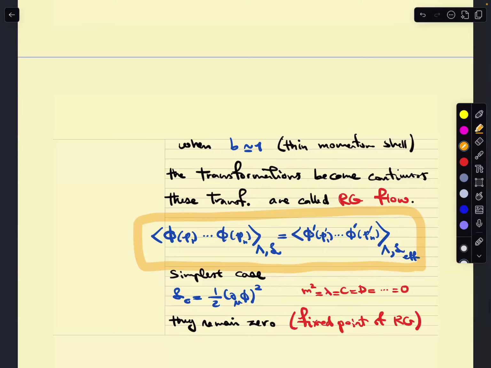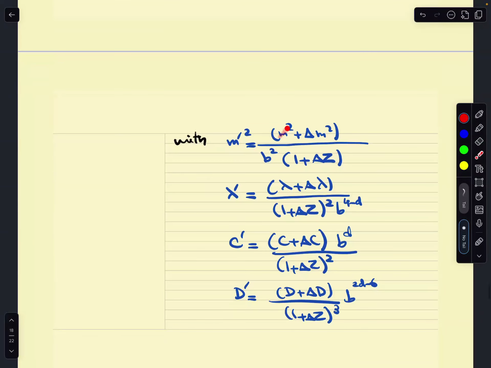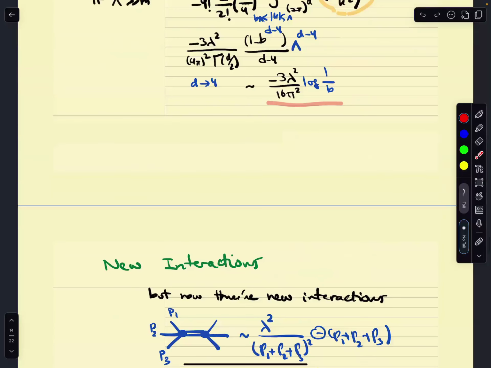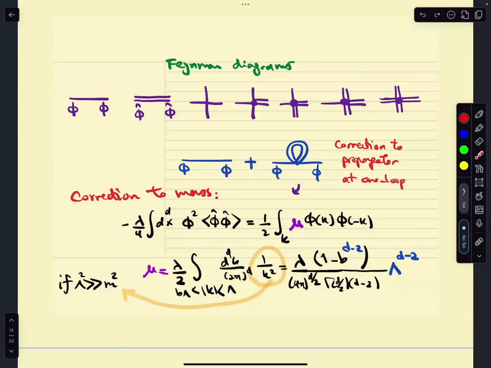So the simplest case is when you pick your action to be just half (∂_μ φ)². This is when m², λ, c, all of these are 0. If they are 0, they remain 0. This is the fixed point of our G, right? If these guys are 0, so are all their changed versions. They remain 0. All of them remain 0. That's obvious because if your theory didn't have any interactions to start with, you are never going to get any of these terms, right?